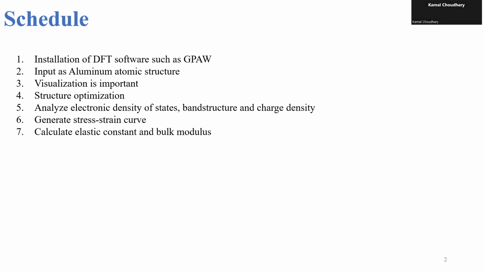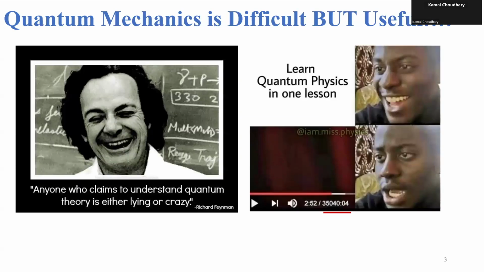Run structure optimization of aluminum, analyze properties such as electronic density of states, electronic band structure, charge densities, generate stress strain curves, which you might have heard in your undergrad course and so on, and which could be very important for mechanical engineering applications. Calculate elastic constant and bulk modulus.